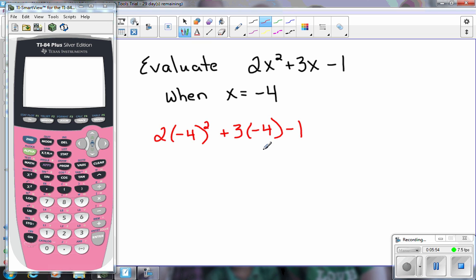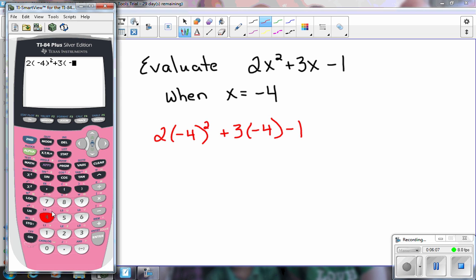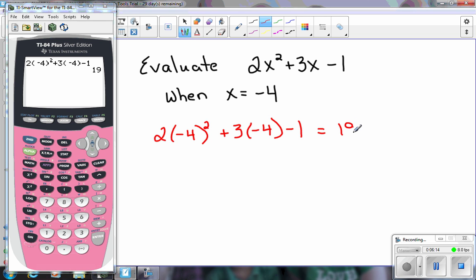Now, of course, this is a problem that's not hard to do by hand, but if you're using your calculator, you can type it in exactly the way that you have it on your paper. And we get our answer. It's 19, which we could have gotten just as easily.